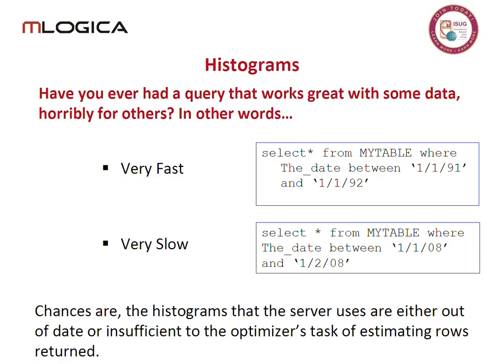But how does the optimizer make the determination? The optimizer makes that determination based on the histogram it's got internally, a combination of information from the sysstatistics and systabstats tables. But from a practical standpoint, we need to make sure those statistics are up to date because the server does not keep them up to date.